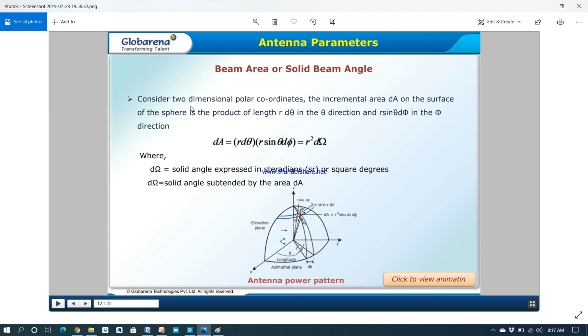So consider 2-dimensional polar coordinates. Just now we talked about polar coordinates, E plane and H plane. Okay, so the area on the surface of the sphere is the product of the length r d theta in theta direction and r sin theta d phi in phi direction. These 2 points you must know.